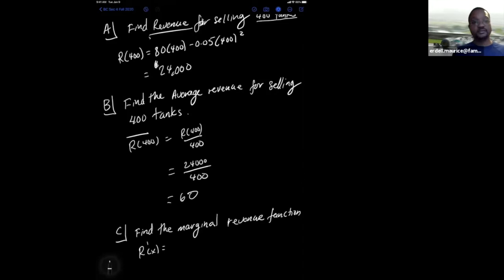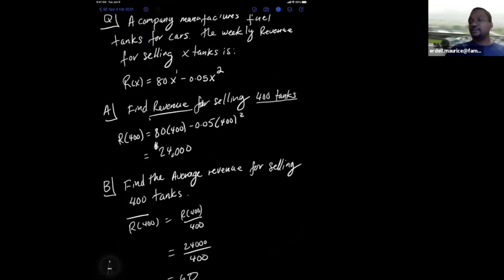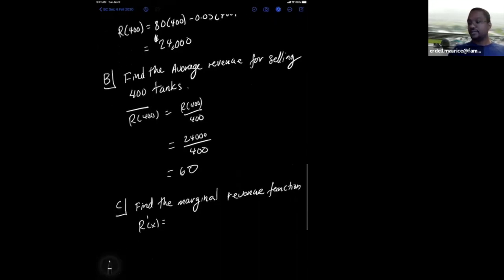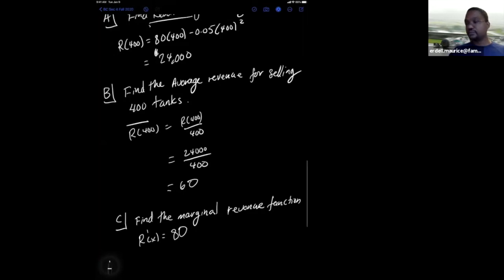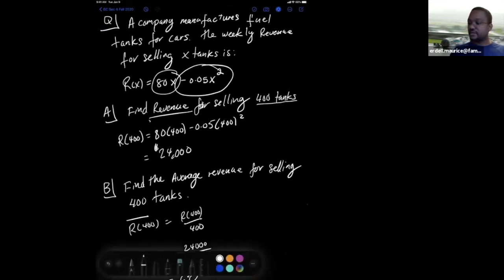Okay. All right. So let me help you out right here. What's the derivative of 80x? Well, the derivative of 80x is simply 80, correct? Because the rule is simple. When you have a single x and you're taking the derivative, you just drop the x. What's the derivative of negative 0.05x squared? Anybody knows what that derivative is?